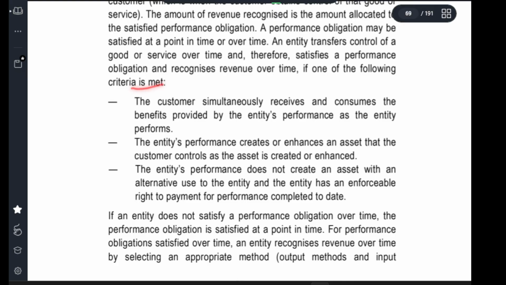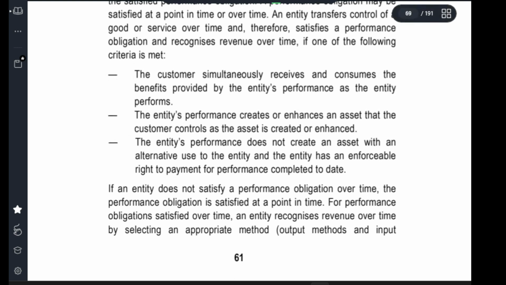This is when one of the following criteria is met. The customer simultaneously receives and consumes the benefits provided by the entity's performance as the entity performs. So the customer receives the consideration at the same time the obligation is completed, in the same period. Or the entity's performance creates or enhances an asset that the customer controls as it is created or enhanced. So what asset has been created has been delivered to the customer. By delivering it, we create an asset, the amount receivable. The amount receivable is an asset for us right now.